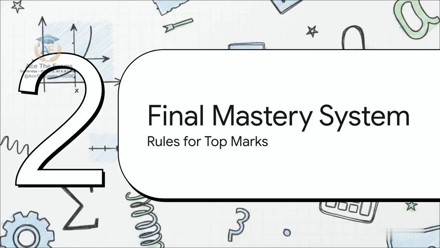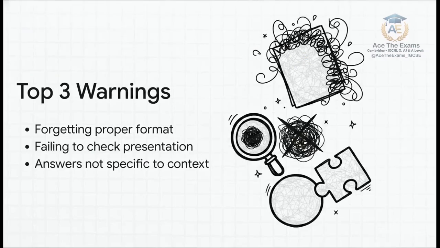Excellent work in the workshop. Now let's bring it all together in Section 5, the final mastery system. We're going to break down the non-negotiable rules for securing top marks. Based directly on the principal examiner reports, here are the top 3 warnings, the most costly mistakes that ruin grades every single year. Warning number 1, forgetting proper format.